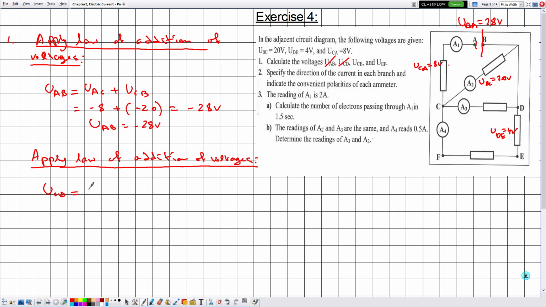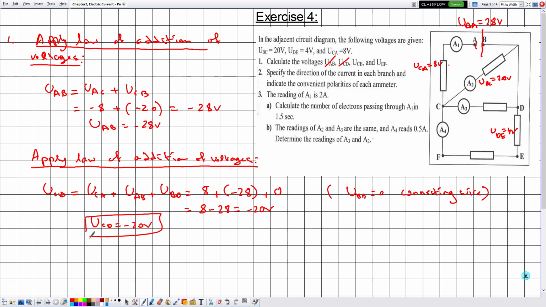So let me say from C to A, from A to B, and B to D. Now from C to A it's given by 8, from A to B it's given by minus 28, and from B to D it's given by 0. And here let me say that between brackets UBD is equal to 0, connecting wire. So this is equal to 8 minus 28, which is equal to minus 20 volts. So UCD is equal to minus 20 volts.